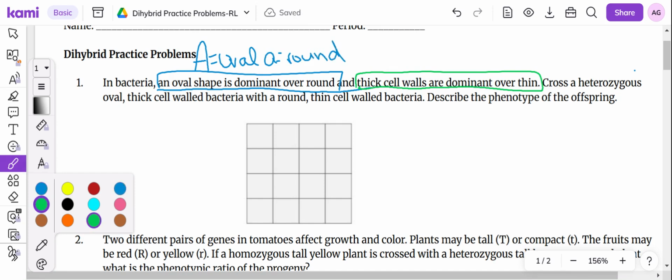The next trait is size. So thick cell walls are dominant over thin. Let's choose the letter B. So big B for thick, little b for thin.